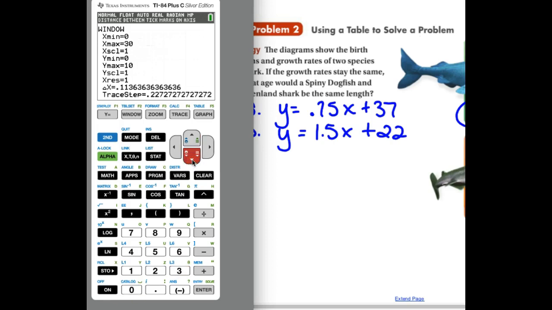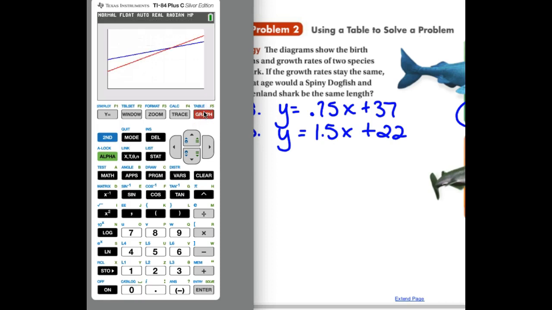Okay, I'm going to take the tick marks out that we've talked about before, so the x scale is 0. And then for y max, the first shark is starting out already at 37 centimeters, so we're going to have to make this much higher. So let's say we go to maybe 75. We can always readjust it if we need to, but let's see what our graph looks like now. All right, so we have a nice window here. We're seeing where the two lines intersect.